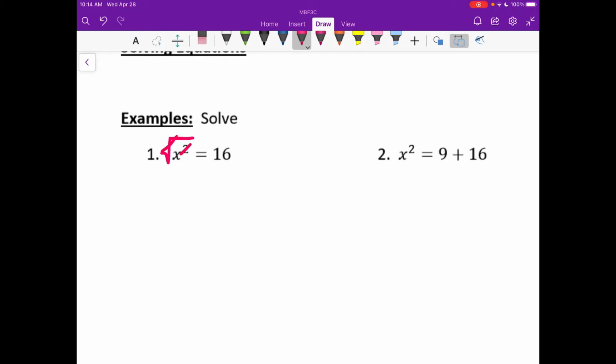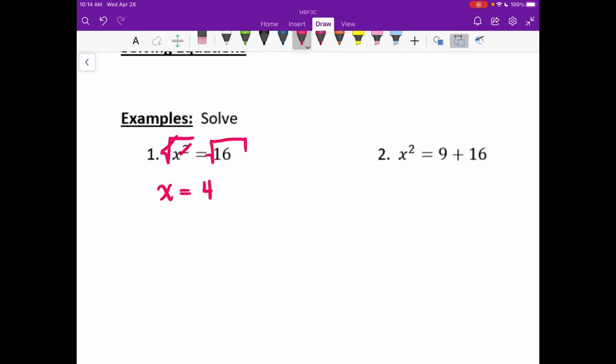Whatever I do to the left side, I have to do to the right side. I can't just go around square rooting one side and not square rooting the other, right? So I've got to square root this side too. So I know if I square root x squared, it'll just give me x. And then I need to do the square root of 16, which is going to give me 4. So I know that x is equal to 4, right?